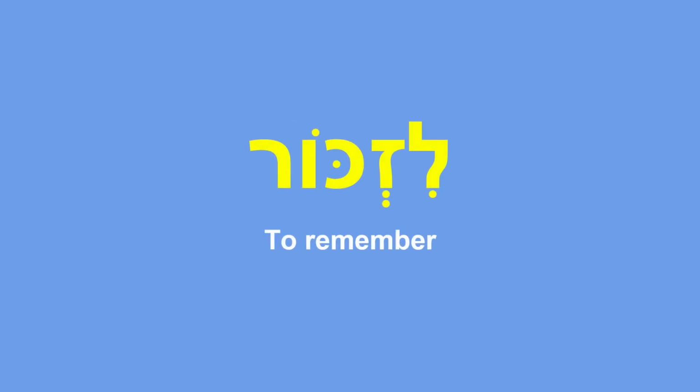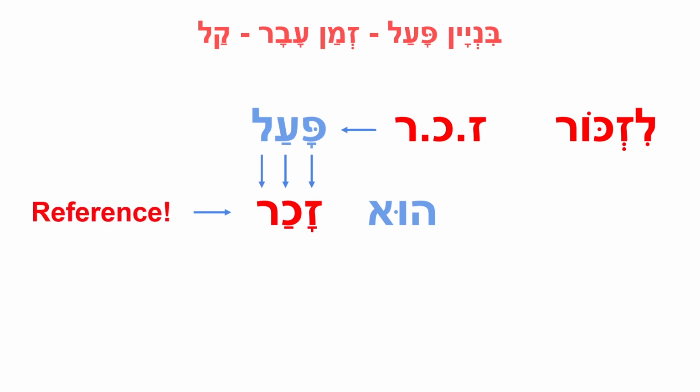Liskor, to remember. Liskor contains the root letters zayin, chaf, resh, and we need to keep in mind that the dagesh on the chaf drops, and we will apply those root letters into the name of the binyan and find the reference point in the form of the conjugation for third person singular masculine. So it will follow the sound of the binyan and it will be hu zachar. He remembered. And this is the reference point. This is what we start with.